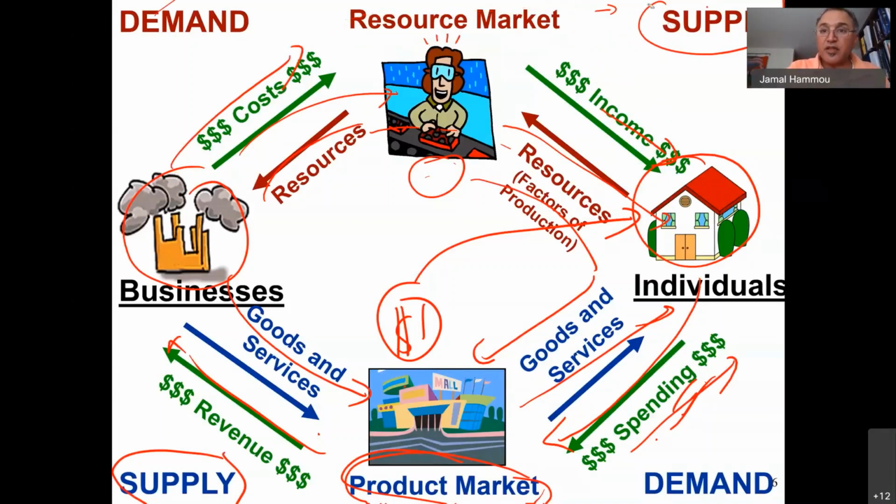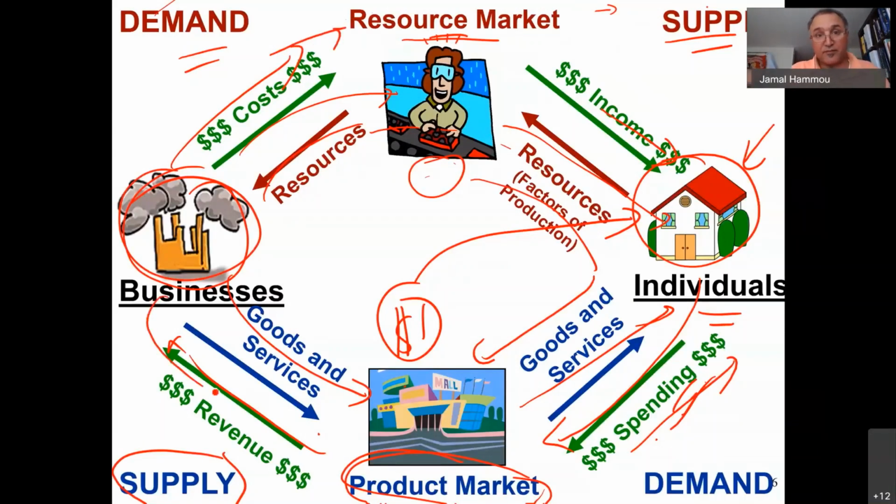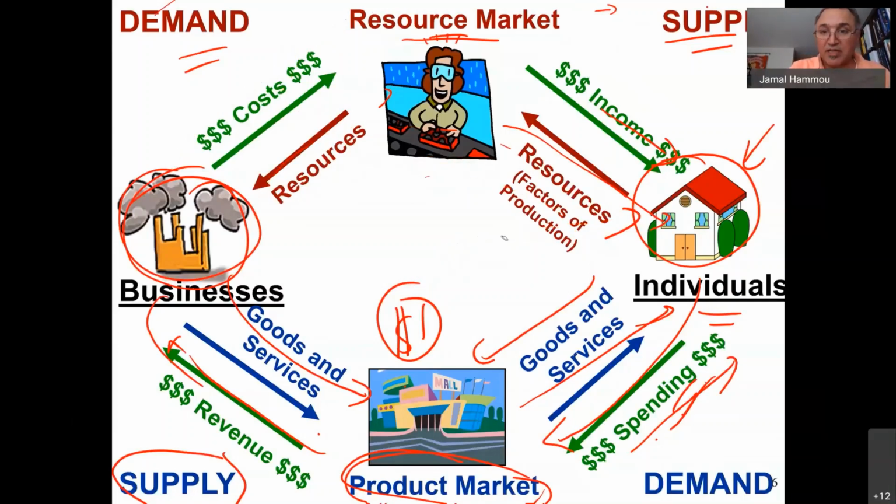So you can see the families and individuals are suppliers of factors of production, but they are demand for goods and services. On the other side, businesses are demanding resources, but they are also supplying goods and services. So the system works like this. That's how the money circulates in the system.